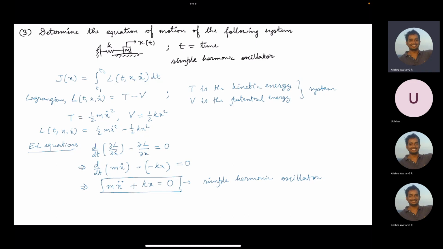Okay. We have d/dt of (m x dot) minus (−kx) equal to 0. And this gives us m x double dot plus kx equal to 0, since m is a constant. This, you recall very well, is the equation for a simple harmonic oscillator.